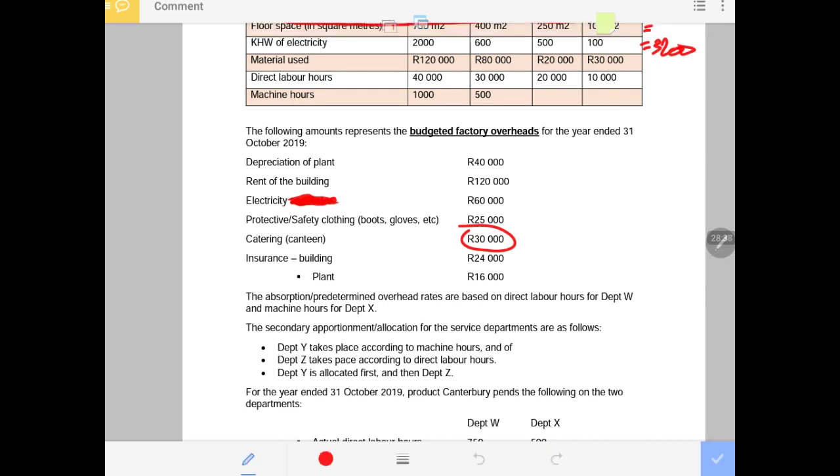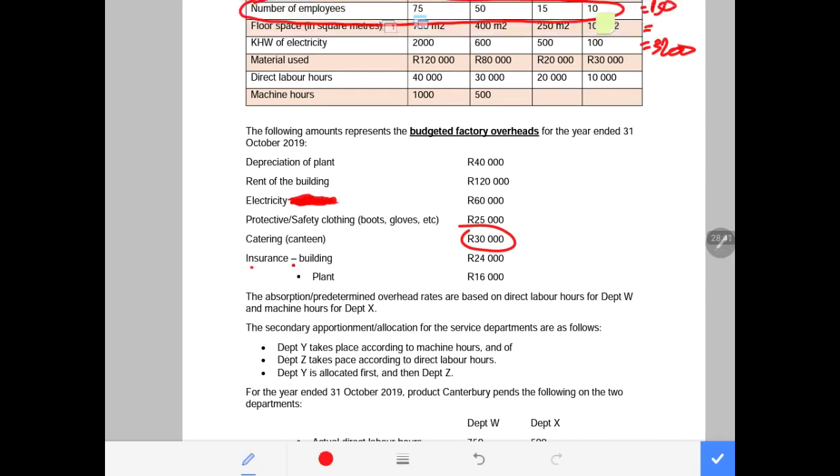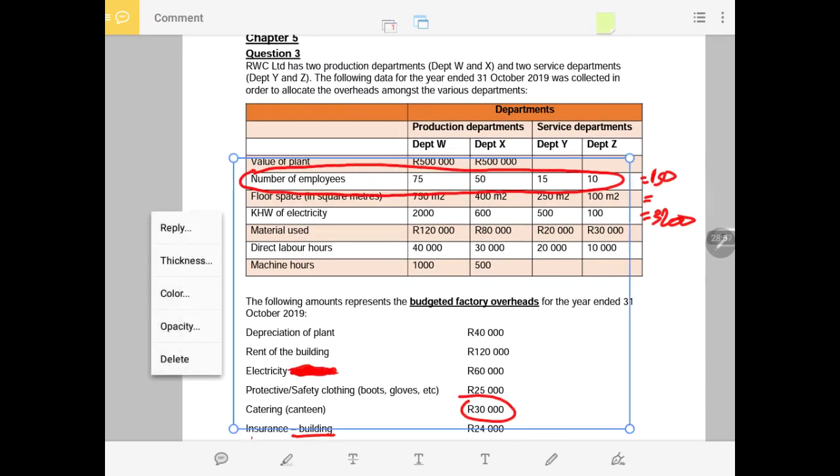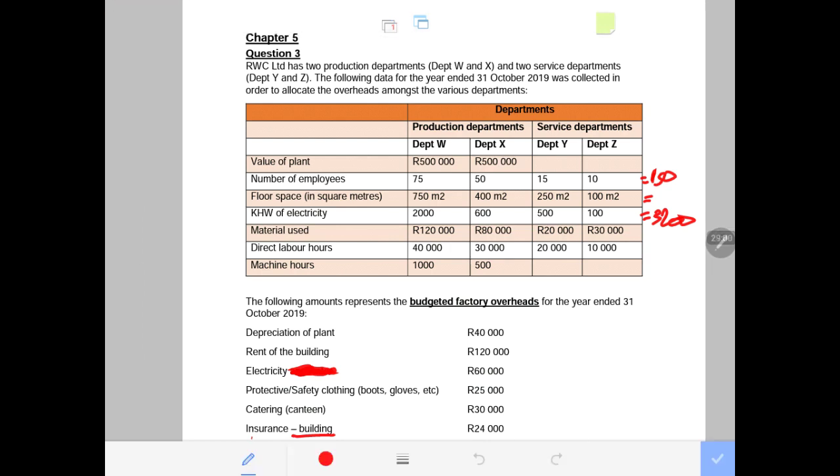Then we come to the next one, insurance for the building and for the plant. For insurance for the building, we cannot base it on the value of the building. Besides, we don't have the value of the building as a cost. Even if we had the value of the building, it would be in which department? Because we have only one building, and this building has 4 departments.